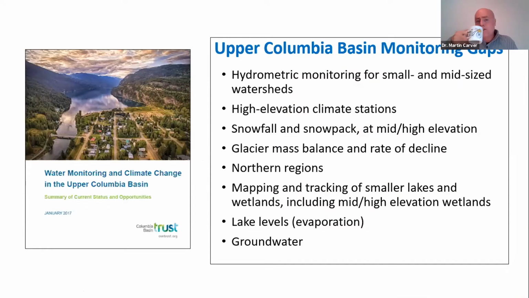All of this information is contained in a report that the CBT published that I authored in 2017 called Water Monitoring and Climate Change in the Upper Columbia Basin. So all those plots and a lot more are in there, but I'm just summarizing here on this slide, generally speaking, where the gaps are in the monitoring network across the entire UCB. They tend to focus on small and medium-sized watersheds, climate stations at high elevation, snowfall and snowpack at mid and high elevation, glacier mass balance and rate of decline, monitoring almost in the entire northern region, and monitoring and tracking of smaller lakes and wetlands, and evaporation rates and groundwater. So there's quite a list of monitoring gaps.